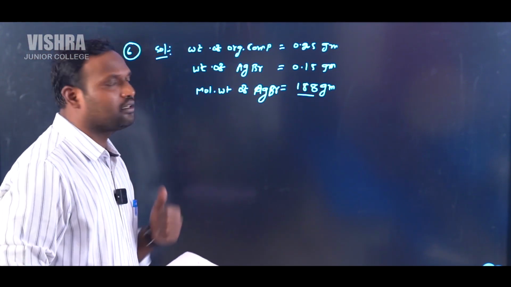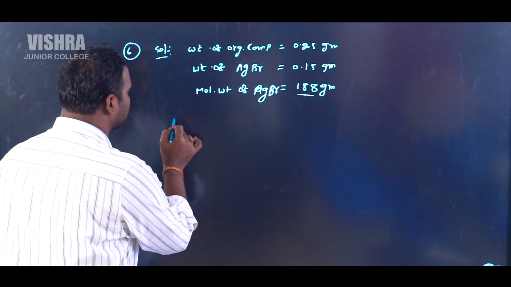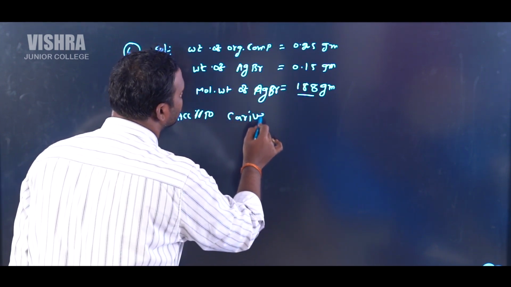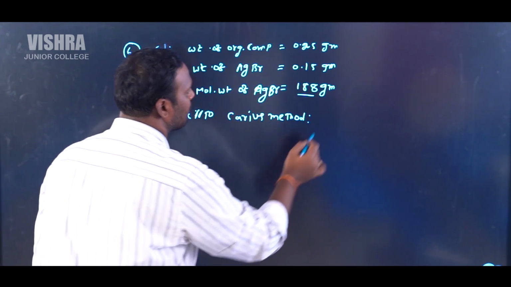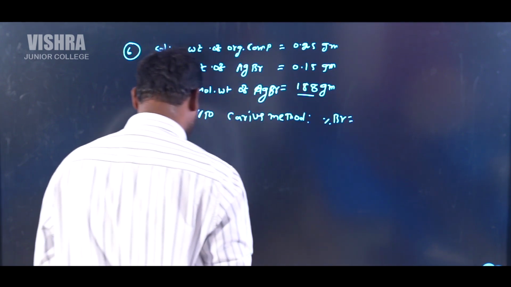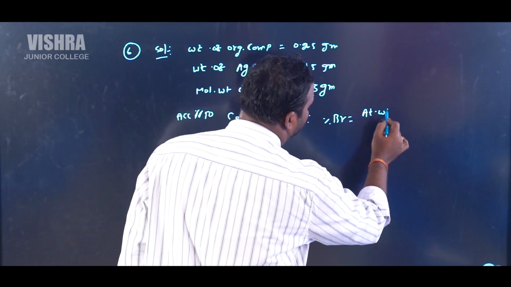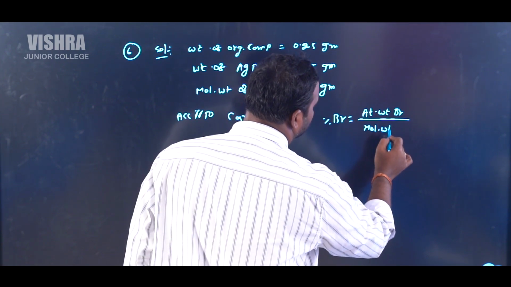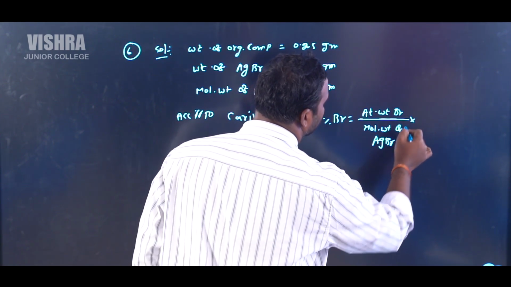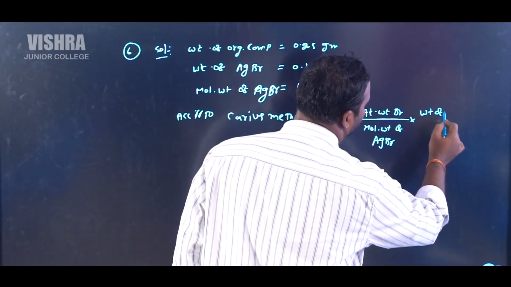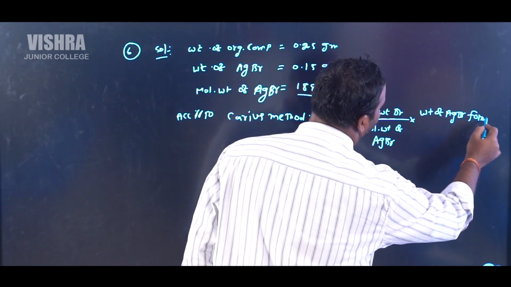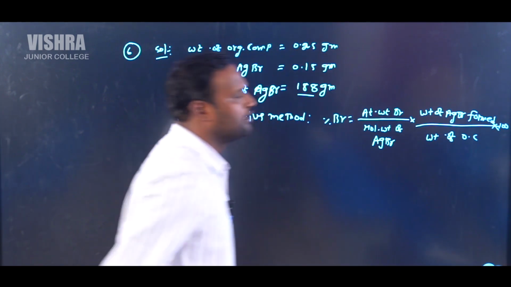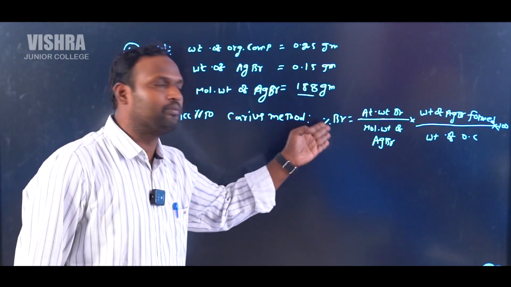Find the percentage of bromine according to Carius's method. According to Carius's method, the percentage of bromine is equal to the atomic weight of bromine by the molecular weight of AgBr, into the weight of AgBr formed, by the weight of organic compound, into 100. With the help of this formula, we can find the percentage of bromine according to Carius's method.